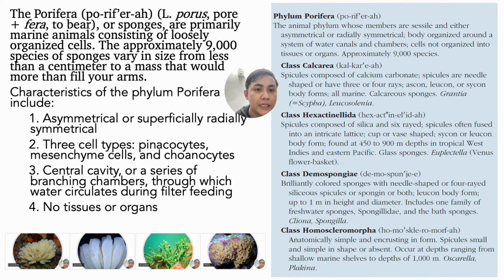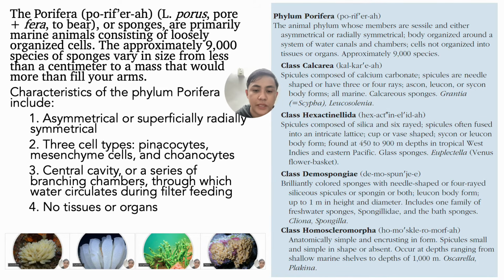Now, Porifera, from the Latin porus or pora, and fera, to bear. Basically, they are sponges, which are primarily marine animals consisting of loosely organized cells. There are approximately 9,000 species of sponges around the world. The main characteristic is that they are either asymmetrical or superficially radially symmetrical. There are 3 cell types present in their body: the pinacocytes, mesenchyme cells, and the choanocytes. The central cavity has a series of branching chambers through which water circulates during filter feeding. There are no tissues or organs, meaning they are at the cellular level.